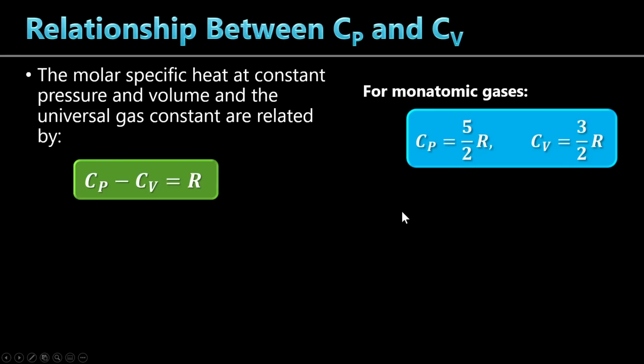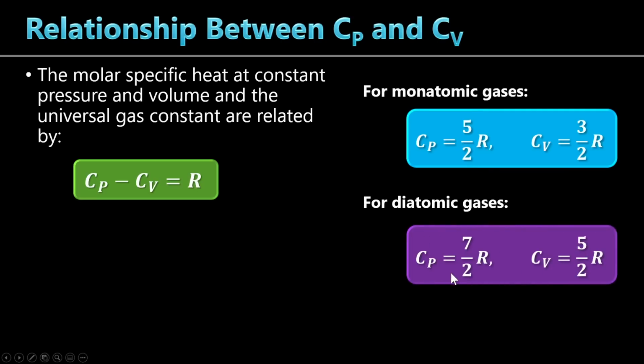Next, how about for gases like oxygen, nitrogen, hydrogen, which are diatomic gases? Yun bang values ng CP at CV magbabago? Yes. Actually, ito gagawin mong CV. No? At yung CP magiging 7 halves. Ayan. CP is now 7 halves of R and CV is 5 halves of R.